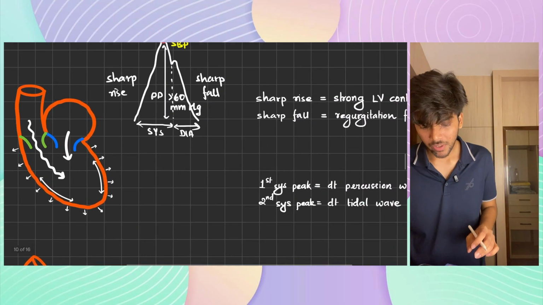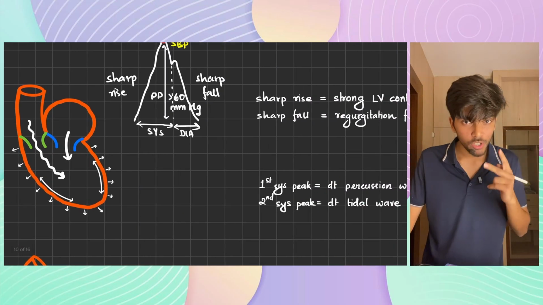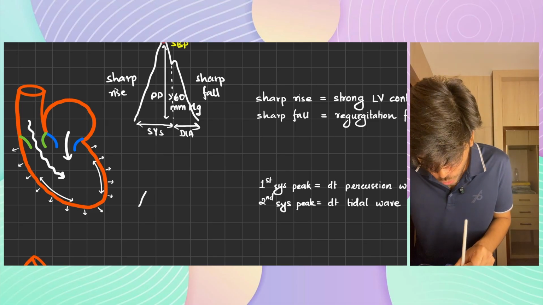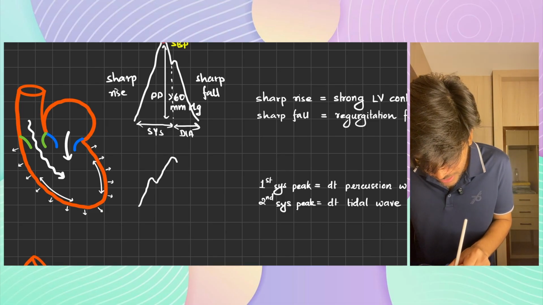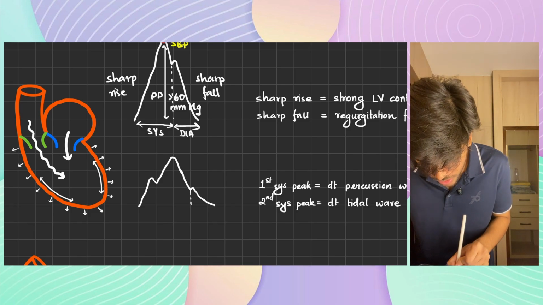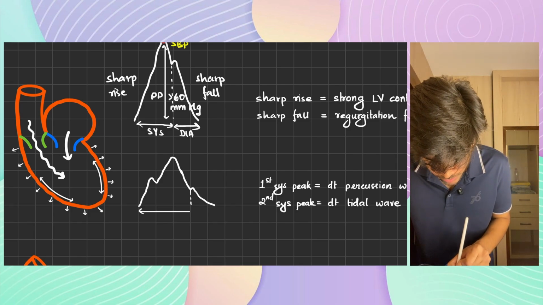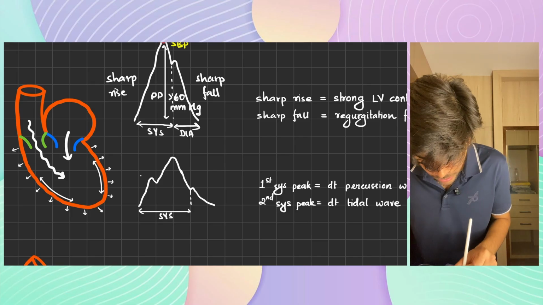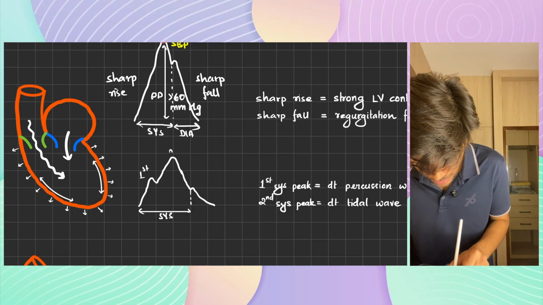Second, we can also see pulsus bisferiens. What is pulsus bisferiens? Very easy. Bis means 2. So there are 2 peaks in systole. See, here's the dicrotic notch, which marks the end of systole. So this much is systole. And in one systole, there's the first peak and then the second peak.